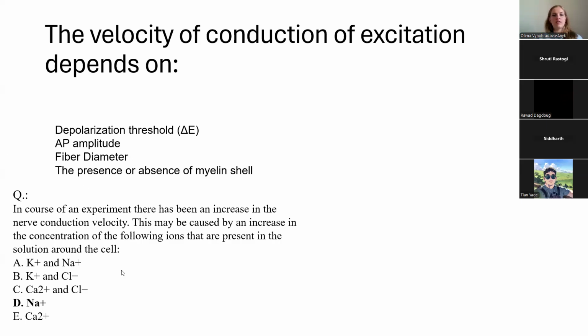Example of a question. In the course of an experiment, there has been an increase in the nerve conduction velocity. This may be caused by an increase in the concentration of the following ions that are present in the solution around the cell. Action potential depends on sodium. That's why around the cell we have only sodium, and inside, potassium. That's why our right answer will be D, sodium.